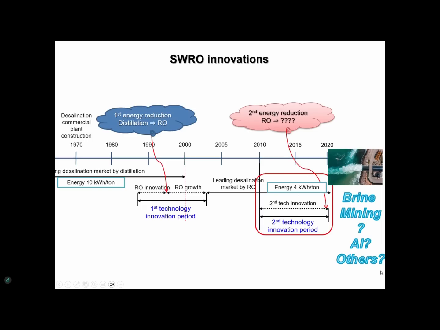So if we increase the recovery, we don't have to pay for another treatment plant, chemical cost, or waste cost, so we also consider a high pressure membrane to improve the overall recovery of seawater reverse osmosis. So that's how we are now trying to make a better desalination plant.